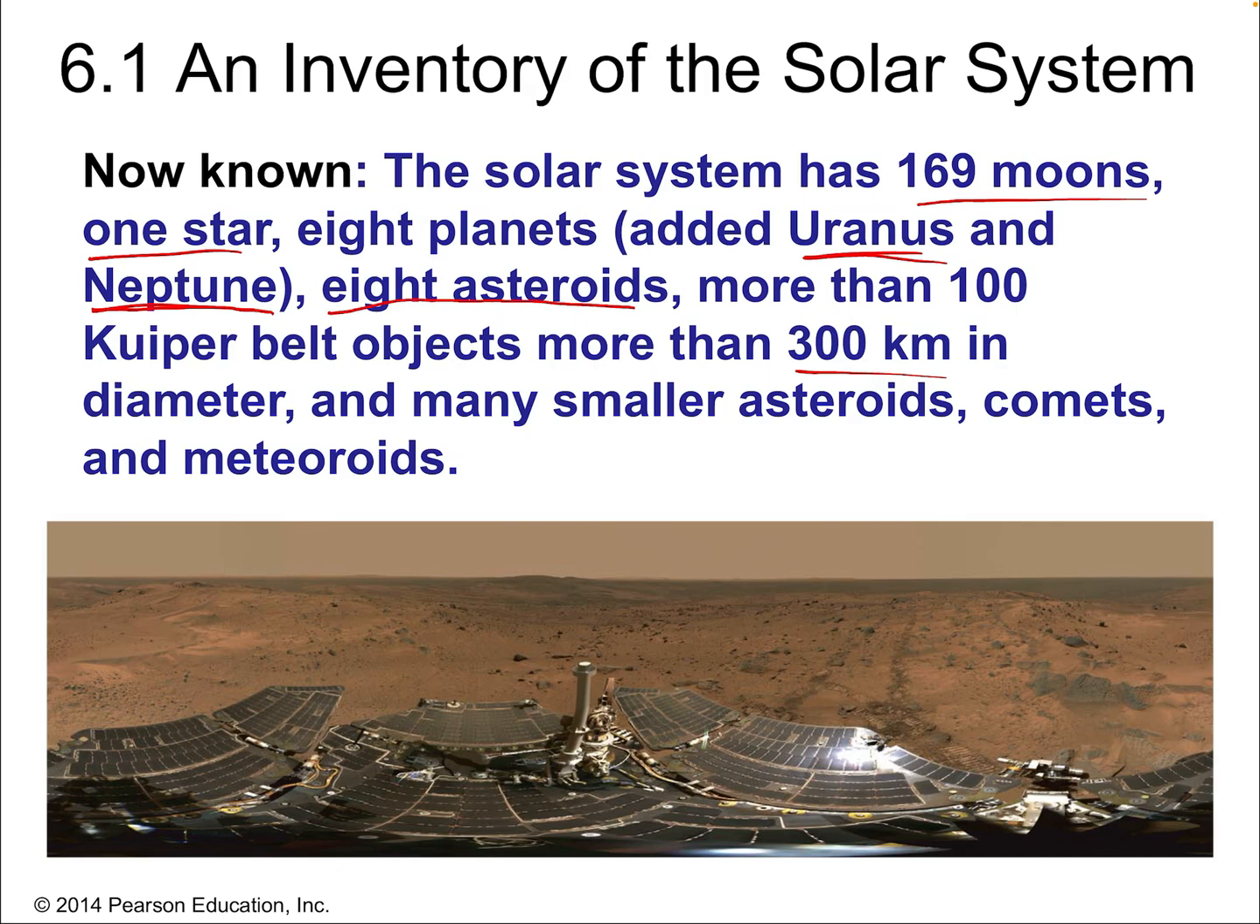And as far as the 100 Kuiper Belt objects that are greater than 300 kilometers, what does that mean? What's the Kuiper Belt? Well, the Kuiper Belt is the very edge of the known solar system, and that includes Pluto. Pluto used to be considered a planet, but when other objects equivalent to Pluto in size and mass were discovered, instead of adding those to the list of planets, they were classified together as Kuiper Belt objects, also called dwarf planets. And there are thousands of smaller asteroids, comets, and meteoroids.